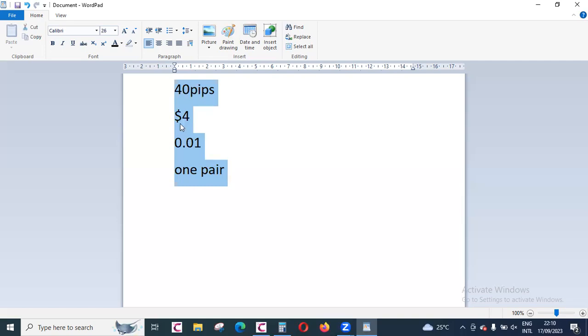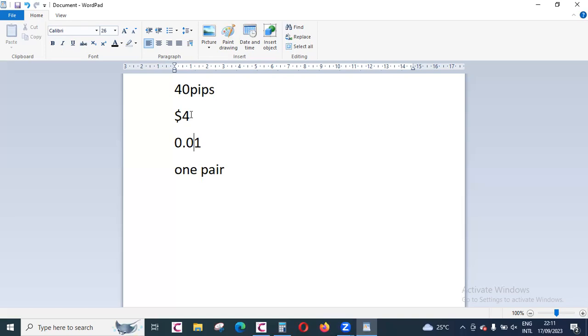So if the risk is 40 pips and I'm willing to lose 2%, which is $4, the lot size I would apply is 0.01, and I would only focus on one pair. If I execute 2 trades on different pairs, I'll be risking $8, that is 4% of my capital. So if you are comfortable losing 4% on a daily basis, fine. Our risk appetite differs.